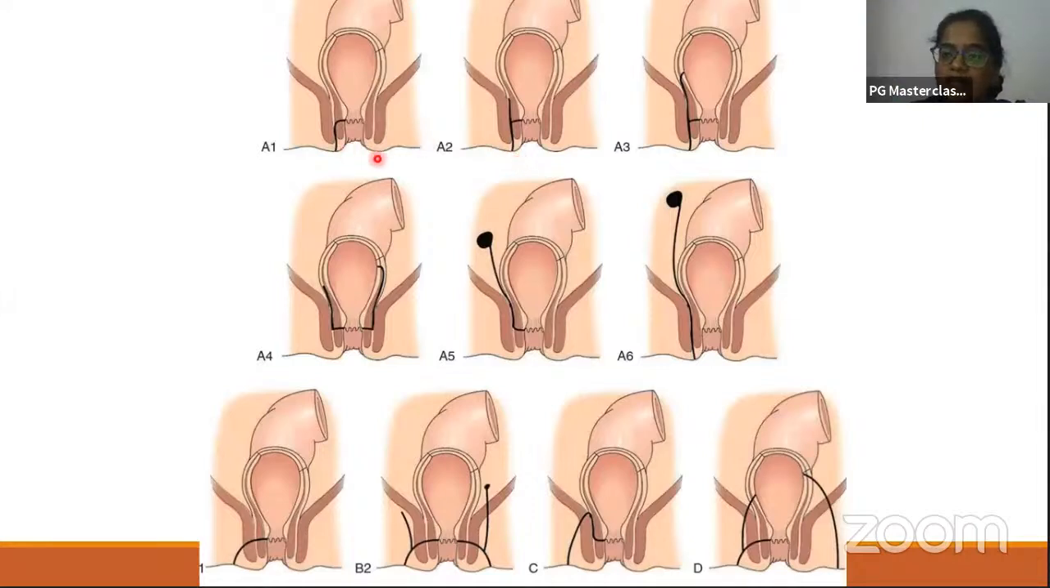The cause is a perianal abscess. No, that is fine. First, no doubt about it. What is the cause for this?